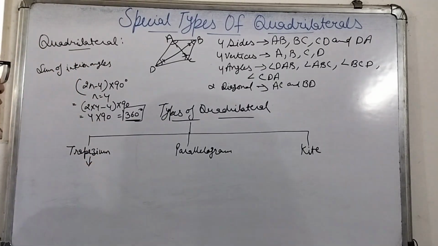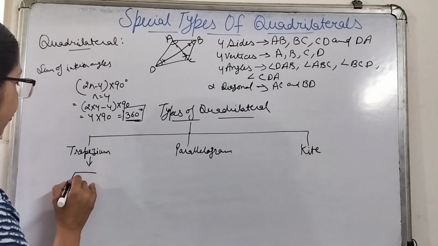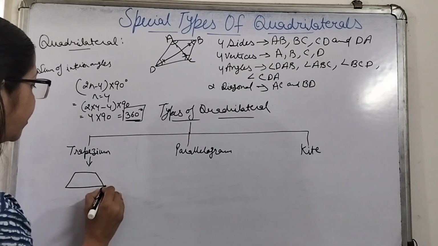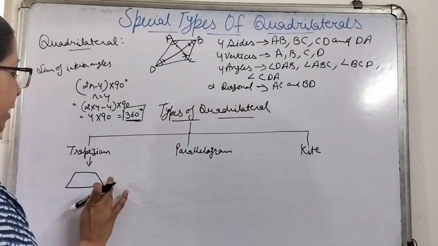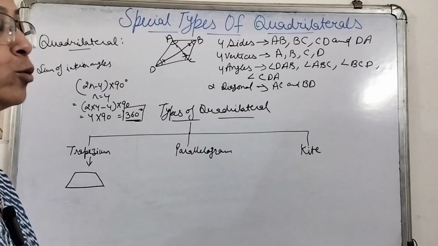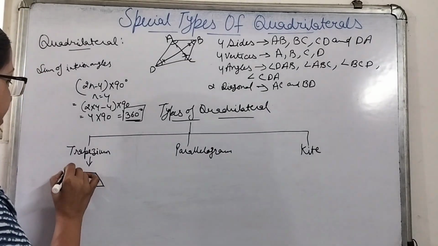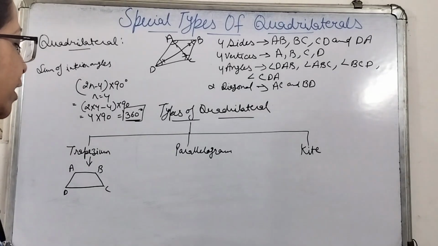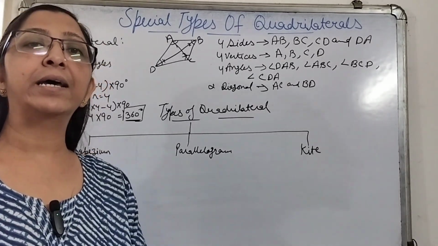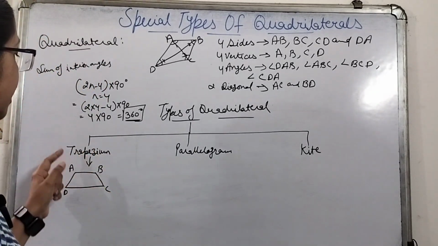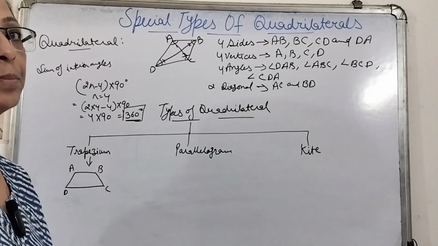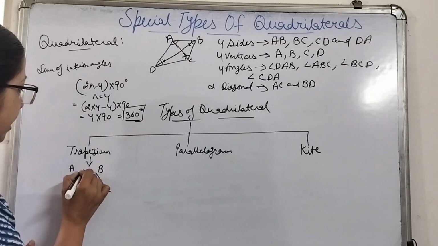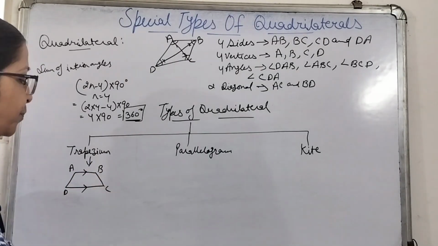First of all, we are coming to the trapezium. When we take a four-sided polygon, because whenever we say quadrilateral, we are simply talking about a four-sided polygon, suppose its naming is A, B, C, D. If one pair of opposite sides is parallel to each other, then we say such a quadrilateral is a trapezium. Over here we can see that AB is parallel to CD.